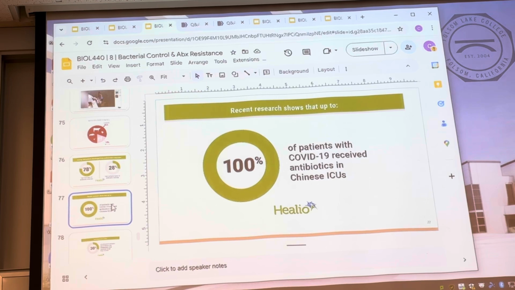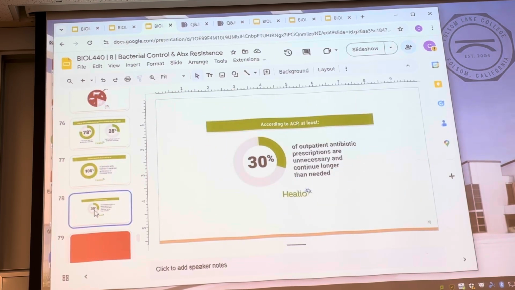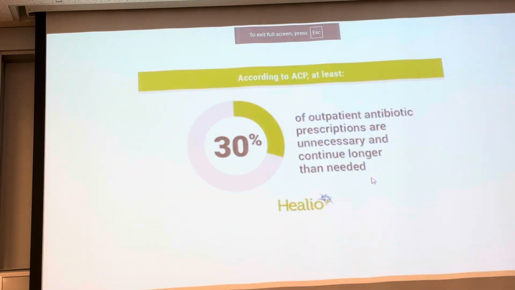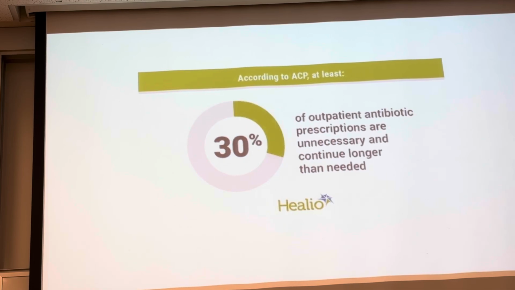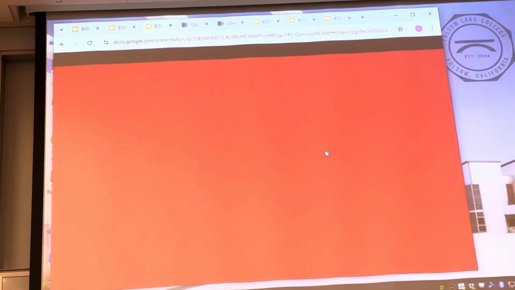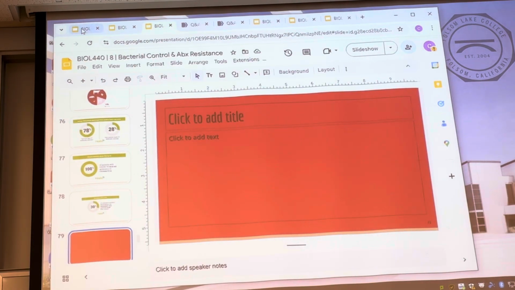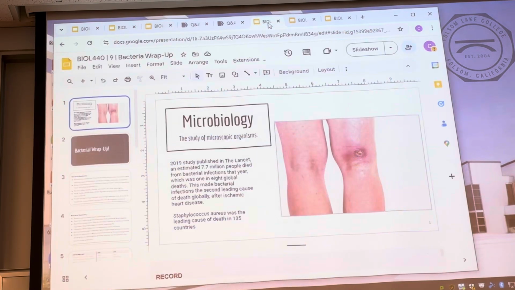Okay, so 100% of patients with COVID received antibiotics. It's just something I thought was crazy to look at. Of outpatient antibiotic prescriptions, 30% are unnecessary. That's a huge percentage. Okay, so that's it for antibiotics and antibiotic control. How are you guys feeling about that? Yeah, and bacterial control, feeling pretty good about it, ish?